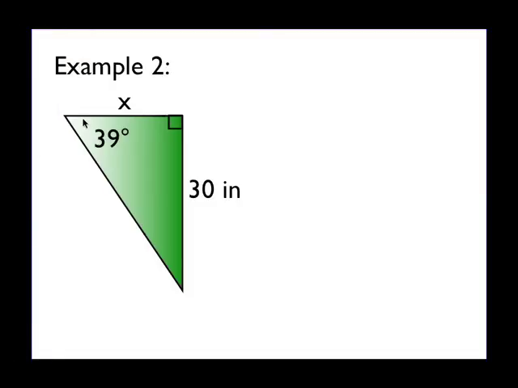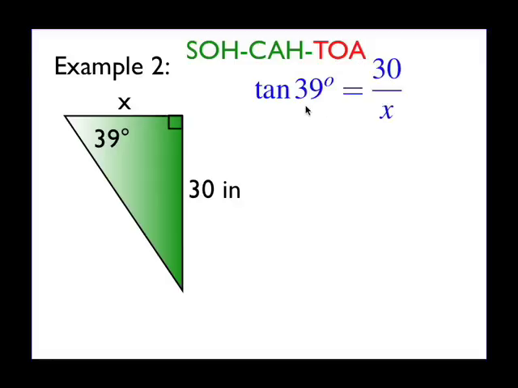Example 2 gives us another right triangle with an angle of 39 degrees. Directly across from that is the opposite side of 30. The hypotenuse is across from the 90, and the third side is adjacent, which is represented by an x. According to our SOHCAHTOA rules, we would be using tangent for this example, since that's the problem that deals with opposite and adjacent. So the setup would be the tangent of 39 equals 30 over x. That's the opposite over adjacent.